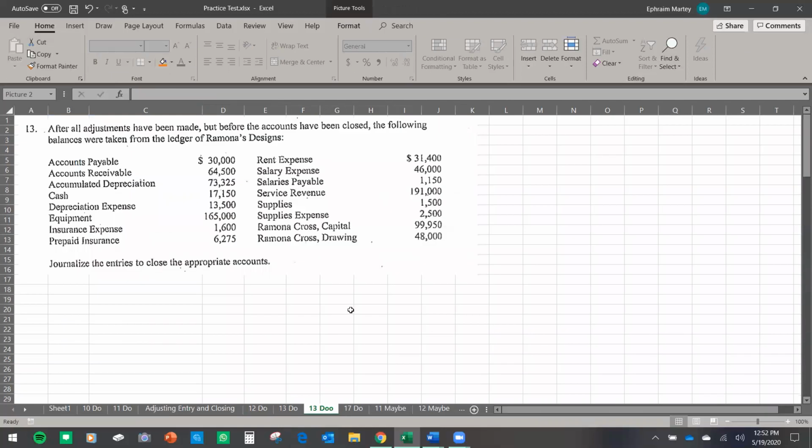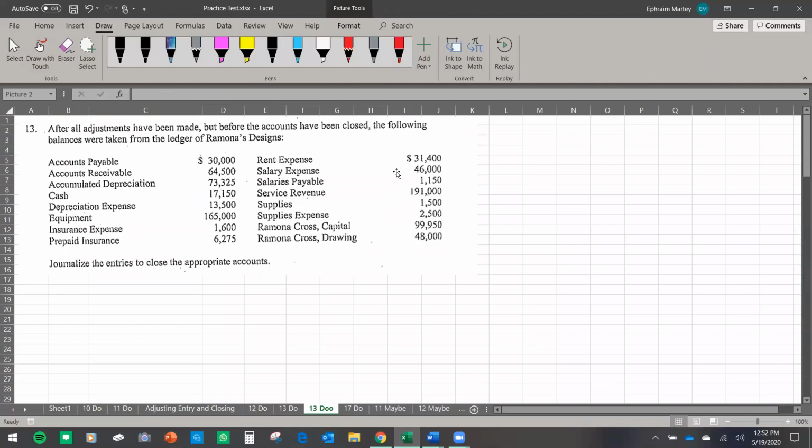We have two more and then we'll be done for the day. So we have these ones here: after all adjustments have been made, before accounts have been closed. So it's between adjustment and closing. The following balances we're taking from here. Let's look at what they want us to do. We want to journalize the entries to close the appropriate accounts.